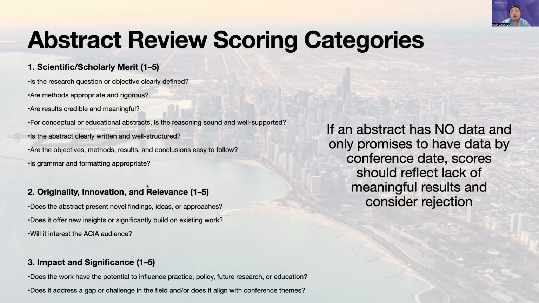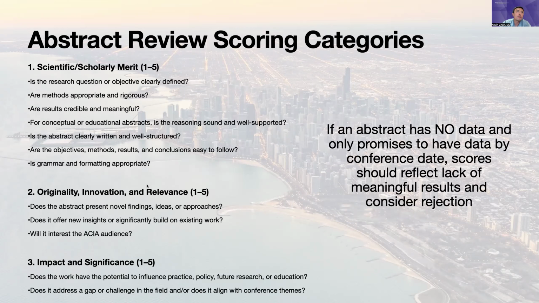The abstract reviewing scoring categories are really important. There are 3 major categories. The first one is scholarly and scientific merit. These are the questions that hopefully will guide you in terms of how you determine their scientific and scholarly merit. Is the research question or objective clearly defined? Are the methods appropriate and rigorous? Are the results credible and meaningful?